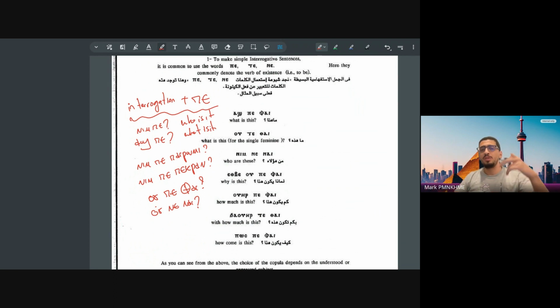Nim pe pairomi. Who is this man? So say pensach pe pairomi or pairomi pe pensach. You moved it to the beginning just to make the construction fit. But you actually can't keep it at the end. So this is for this.